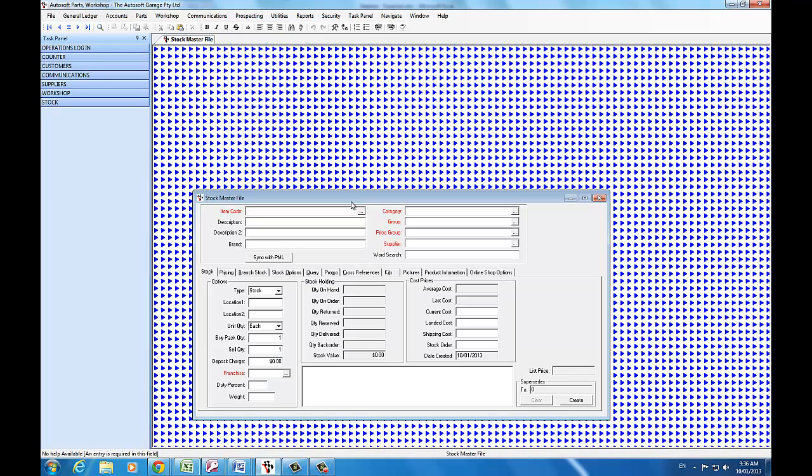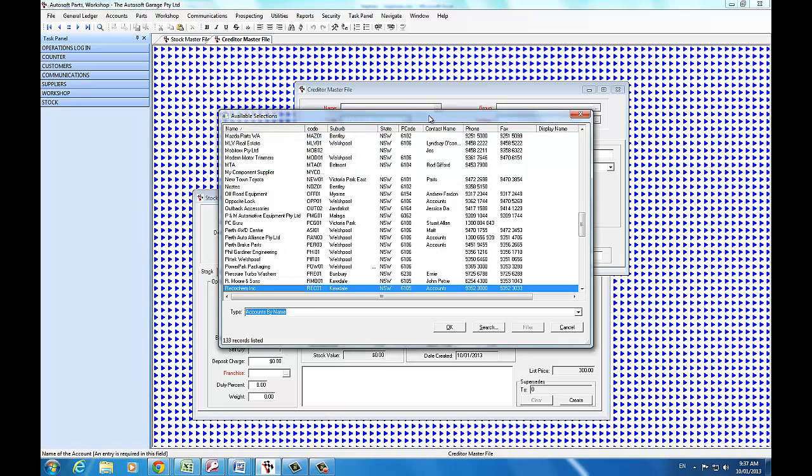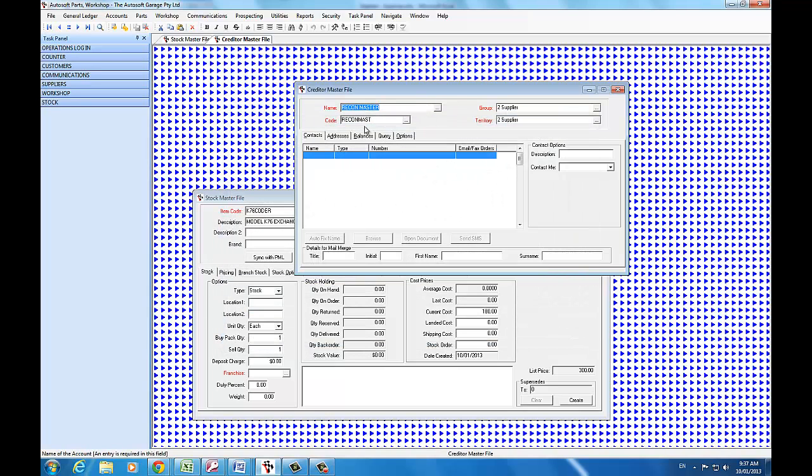In the stock master file, I have my part, which is the K76 coder, and I buy and sell these. Generally I buy these for around $180 and I sell them for around $300, and I usually buy them from a creditor called the Recon Master, who reconditions the items.